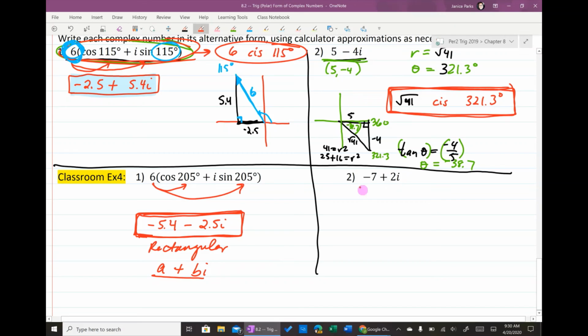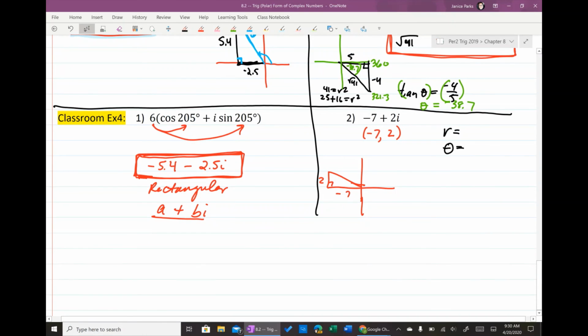For the next one, we can write it as negative 7, 2, so we can figure out what quadrant we're in. So negative 7, 2, we're going to be in quadrant 2. So my degree angle will be 100 and something most likely. So we need to get r and we need theta. In order to get r and theta, we do Pythagorean theorem. So 49 plus 4 equals r squared. So r is equal to square root of 53.